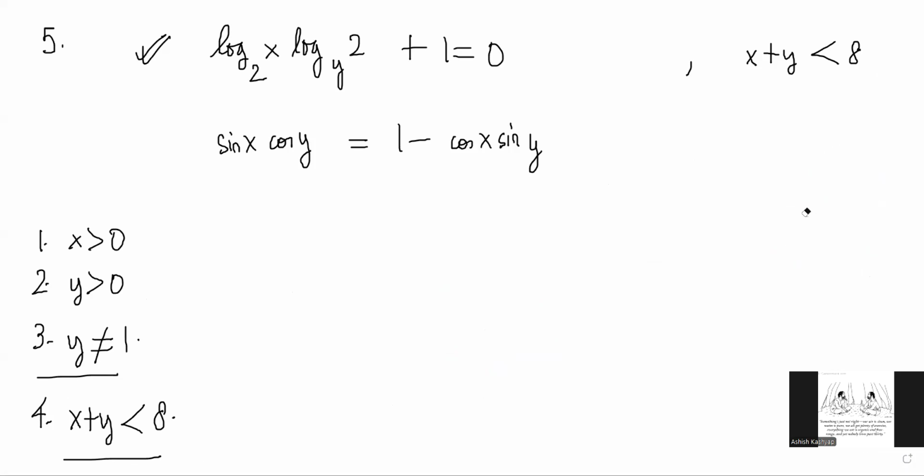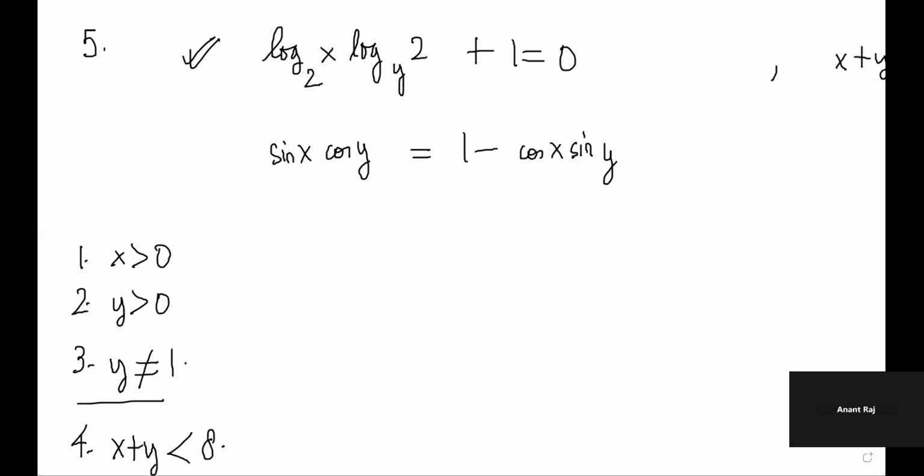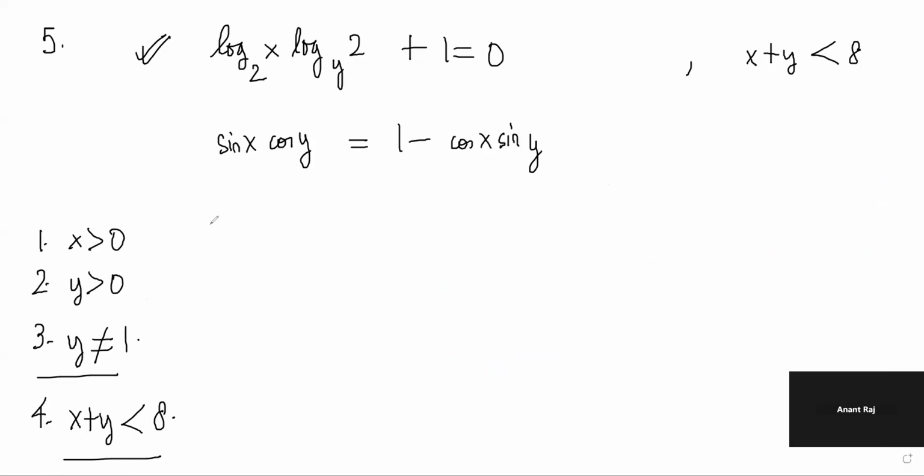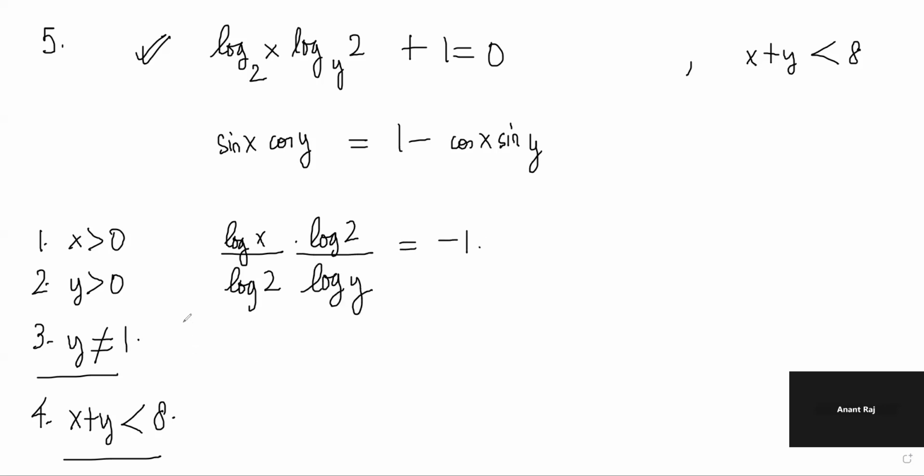What will we do in the question? Sir, first we will write log to the base x of 2, into log to the base y of 2, as log 2 upon log x into log y upon log 2 plus 1. From there we will get x equals 1 upon y, y to the power minus 1 equals x, then x equals 1 upon y.